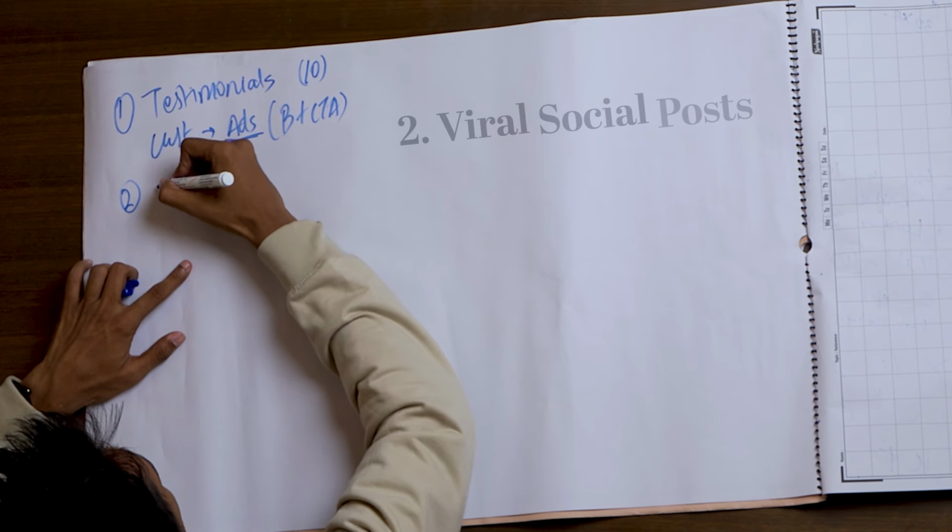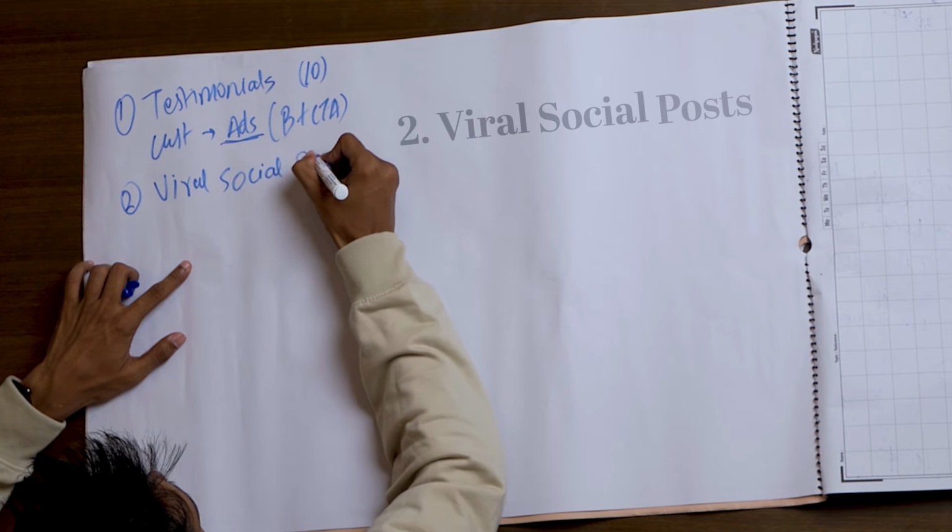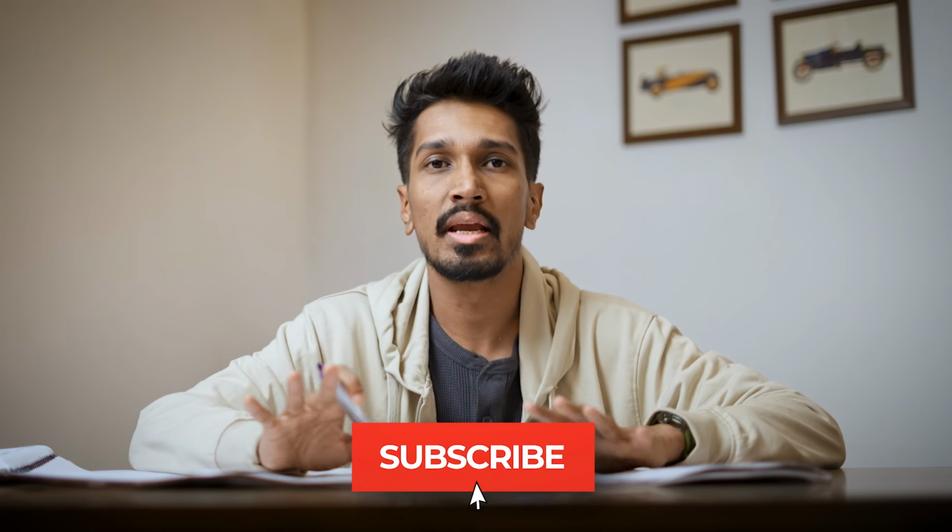Number 2 is called viral social posts. Now here's what I want you to do. I want you to go on the internet, find your competitors, see your account as well, and simply see what were different viral social media posts that your competition and you were able to create.